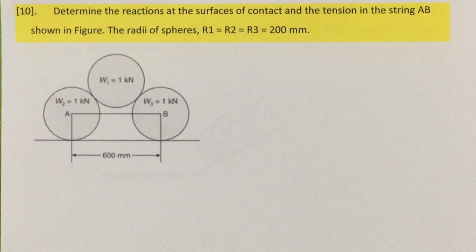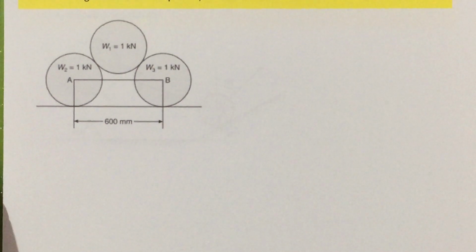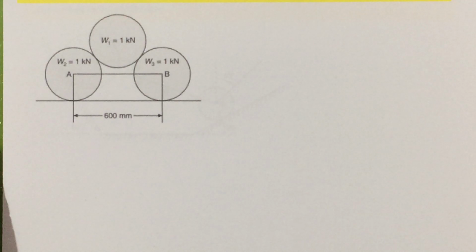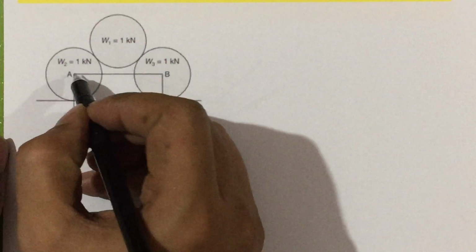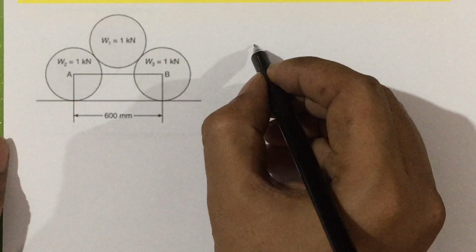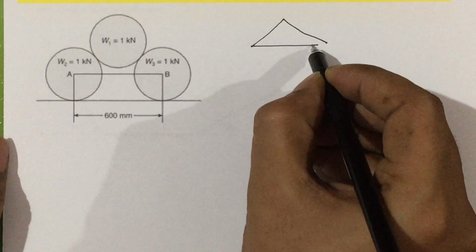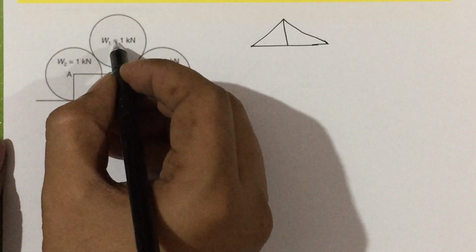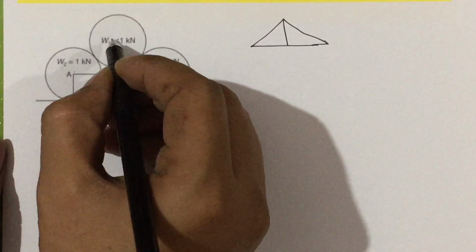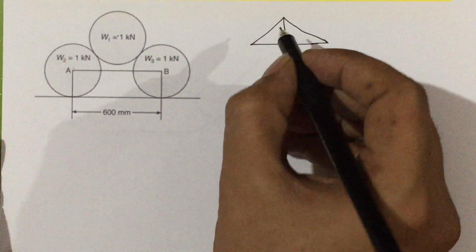Now we need to solve this problem and determine the reaction at the contact places. Before calculating that, let us join the centers of all these three identical circles, then drop a perpendicular.